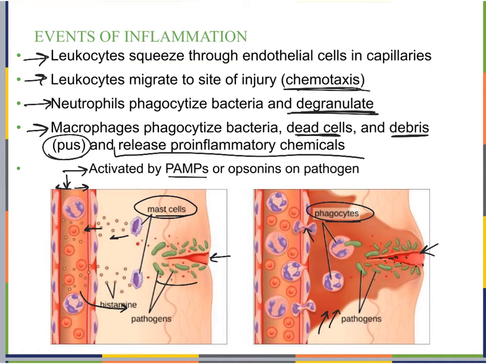They are activated by PAMPs or opsonins. Remember, opsonins were produced and they are able to coat a pathogen, so it makes it easier for our phagocytic cells to grab onto them and then gobble them up. Remember, PAMPs are pathogen-associated molecular patterns, so things that are associated with pathogens. And these two things are going to activate those macrophages to do what they do. So they're going to start to gobble up a pathogen because they recognize it as a pathogen due to these PAMPs, for example, or because it's coated in opsonins.